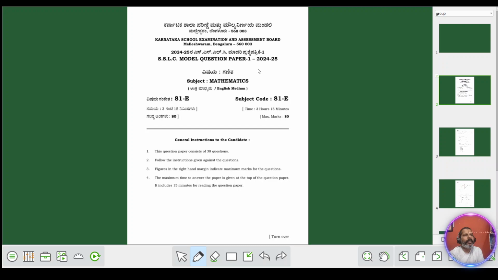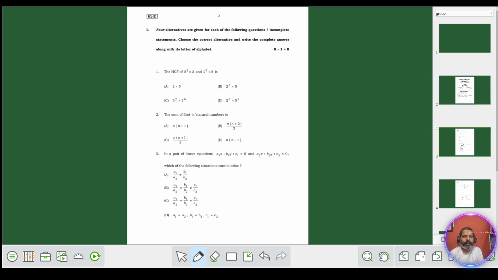You can see here 2024-25 model question paper 1. We'll see the first 1 mark questions only in this class. The HCF of 5 square into 2 and 2 to the power 5 into 1. What is the HCF?